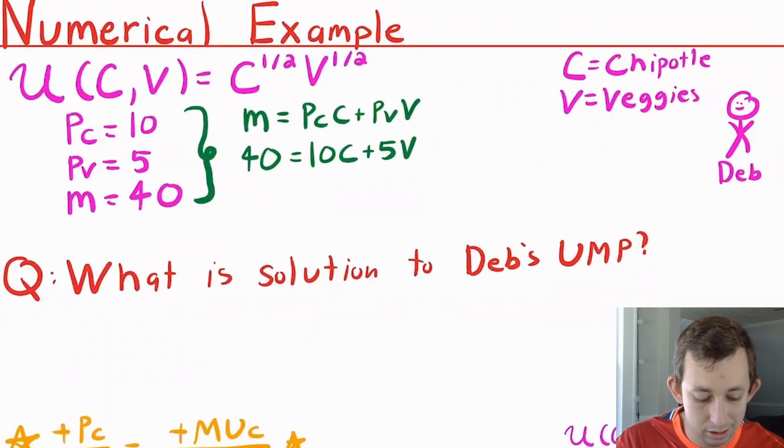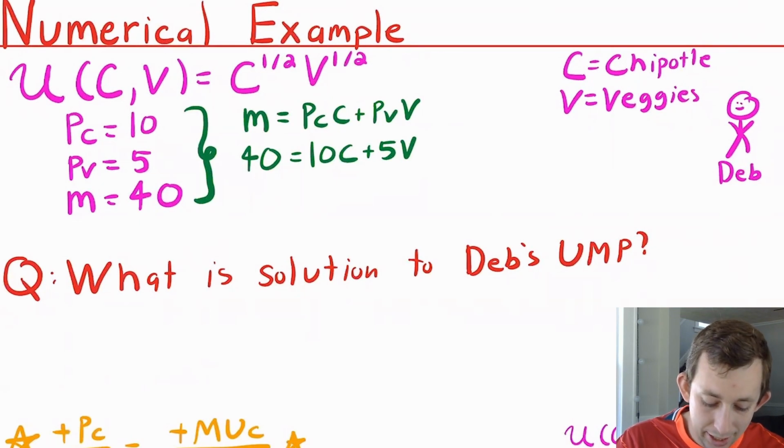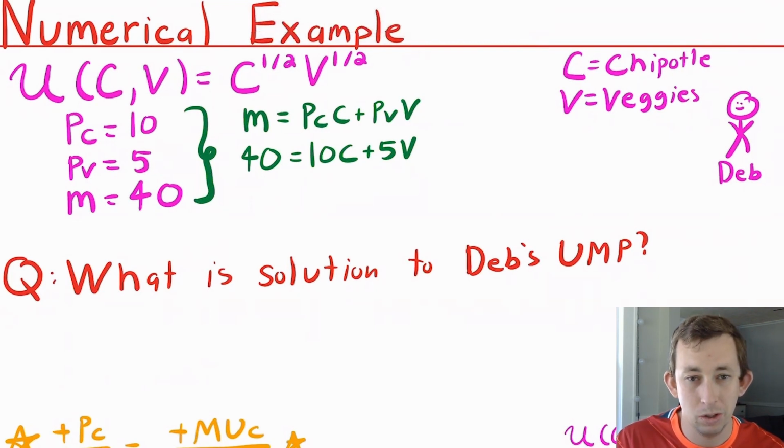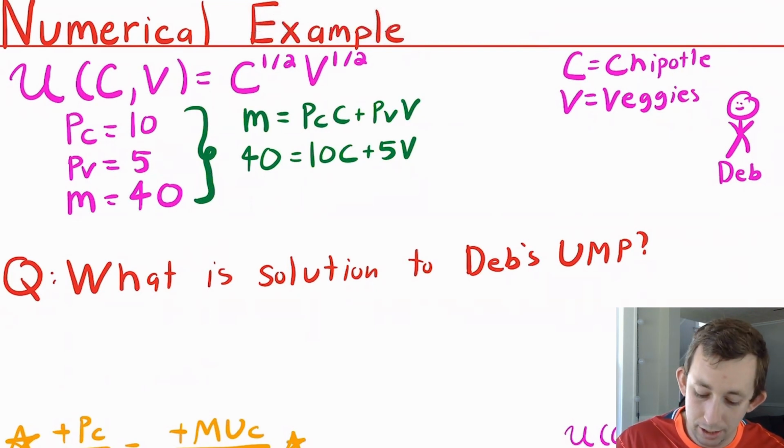We can use that to determine the budget constraint, which just says that she's got $40, and that's going to be $10 for every Chipotle bowl that she buys, and $5 for every thing of veggies that she buys. And we're going to spend all $40 because Deb likes more Chipotle and more veggies always, so it's always going to be the case that she spends all her money. Again, we're doing a utility maximization problem, so we're trying to find Deb's optimal bundle. So what is the solution to Deb's utility maximization problem?